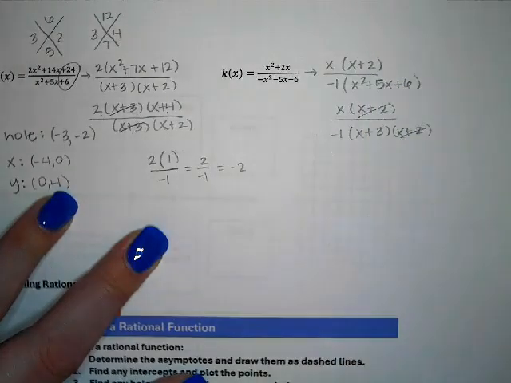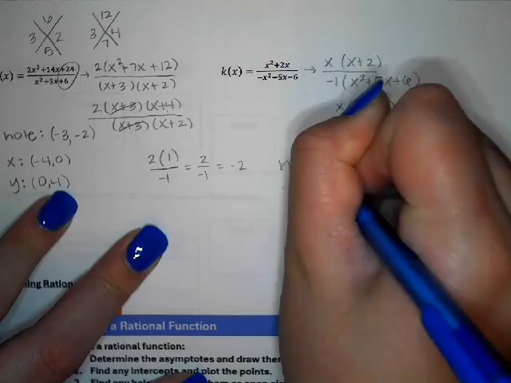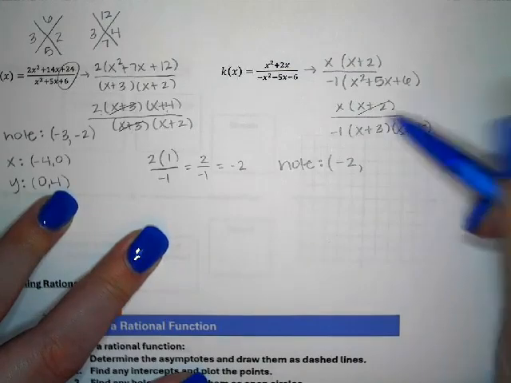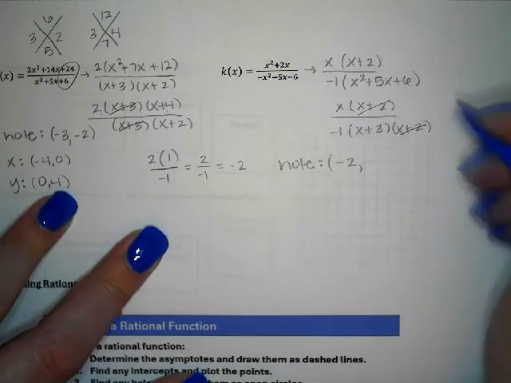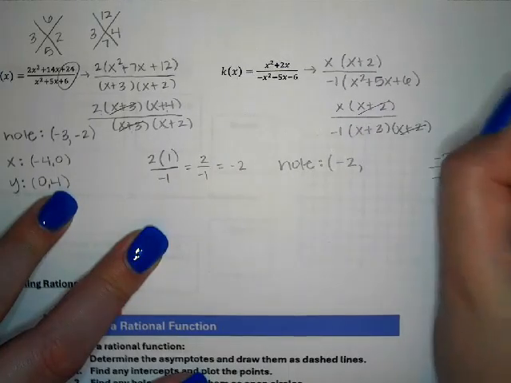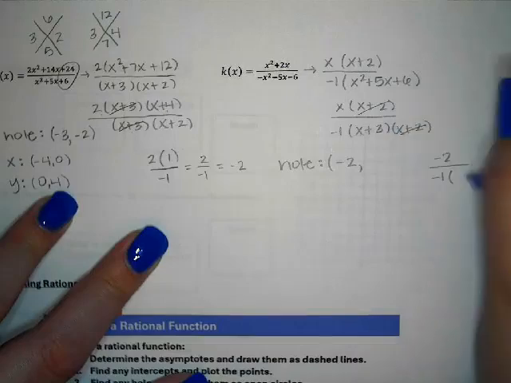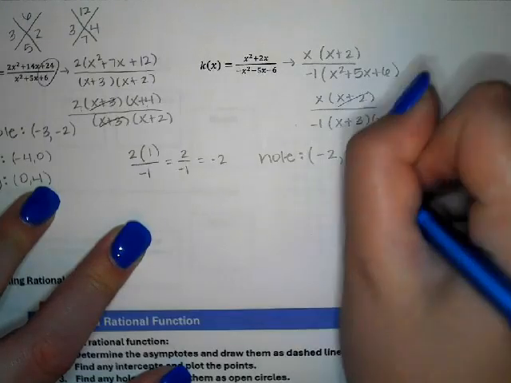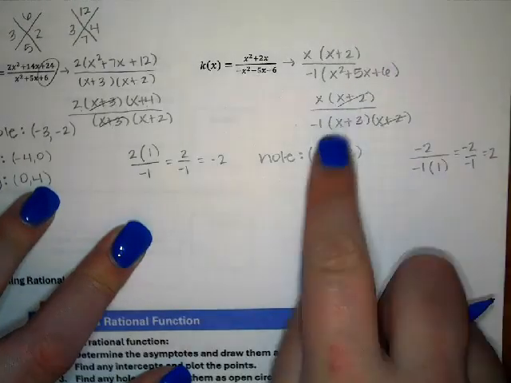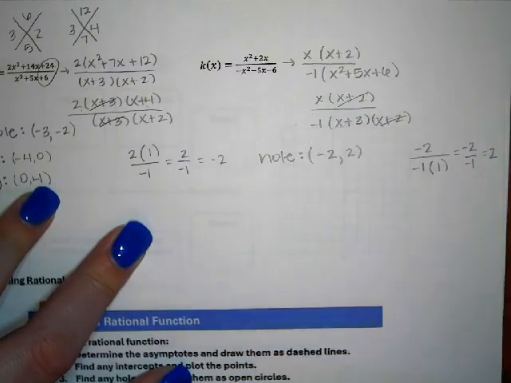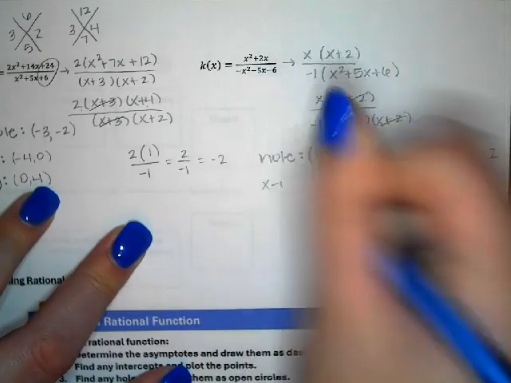So that tells us that the hole is located at an x value of -2. And then to find the y coordinate, we're just going to take the remaining function and plug in -2. So -2 in the numerator, and then -1 times -2 plus 3 is 1. So the y coordinate is 2. To find the x-intercept, I'm just going to look at the leftover factor on the top, which is just a plain x. And so the x-intercept is just x equals 0.